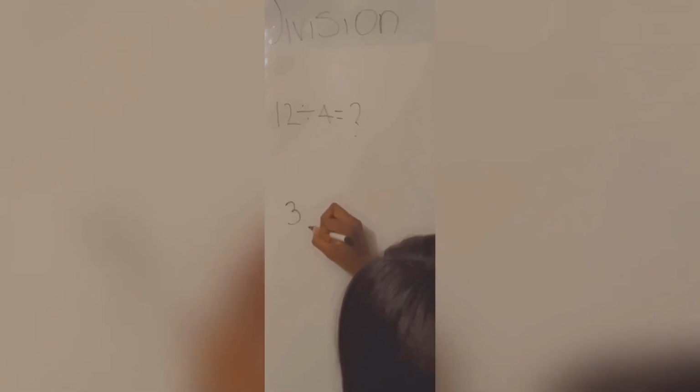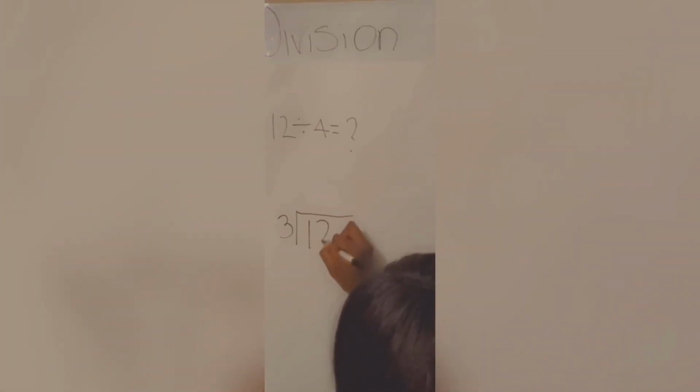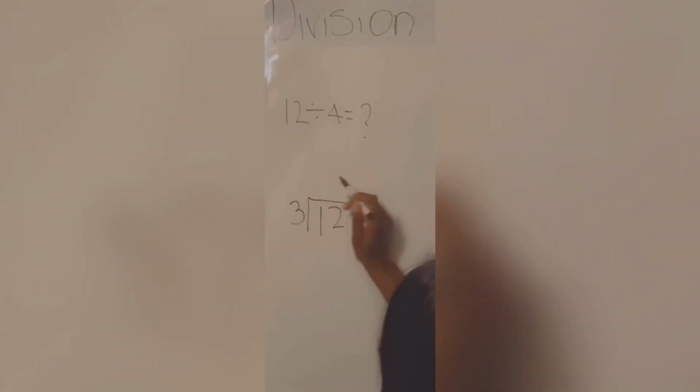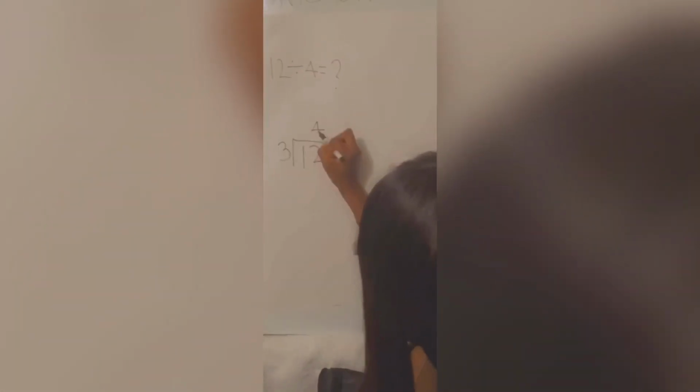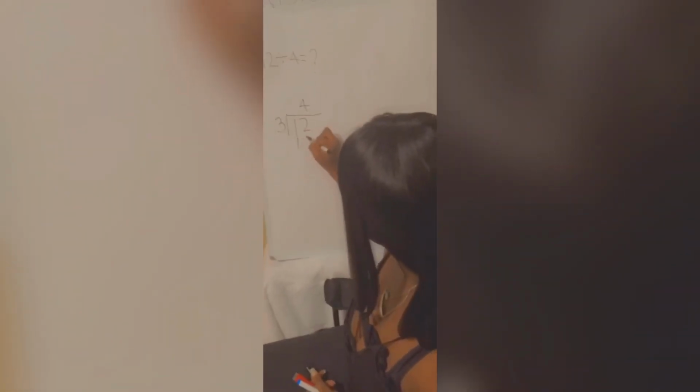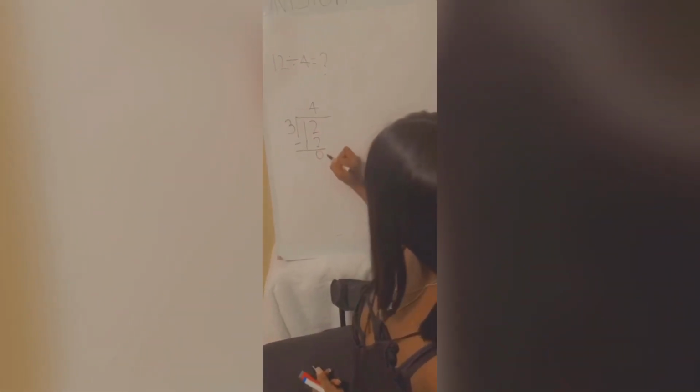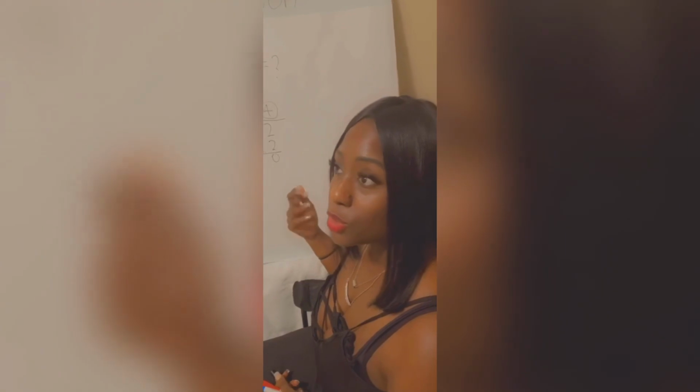Three, which is the divisor, divided into 12, which is the dividend. And the quotient is the missing number. 3 can go into 12 how many times? It can go 4 times. 3 times 4 is 12, which leaves you with a 0 remainder. And the answer is 4. You basically have to know multiplication before you get into division, because 3 times 4 is equal to 12.